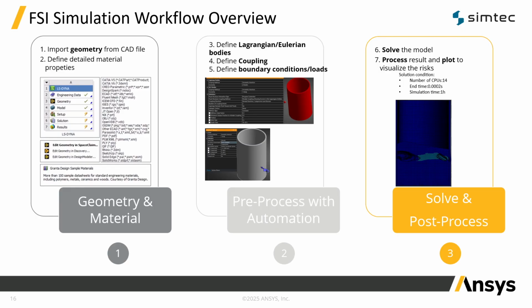After that, we must define the coupling method to set the interaction interfaces and use penalty or constraint based methods for load transfer. Then we must apply boundary conditions and loads. As in any simulation, this step is crucial for a correct simulation that corresponds with the physical testing.